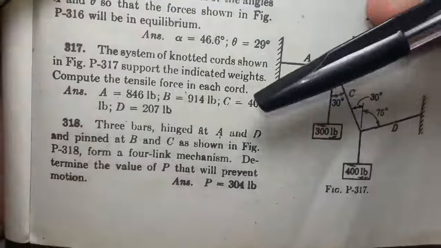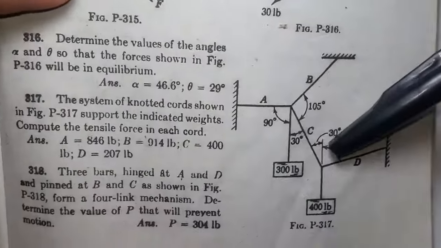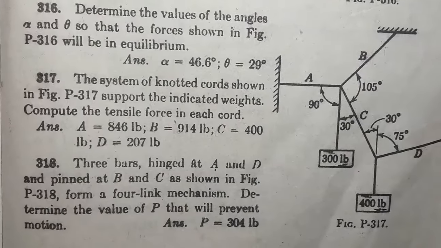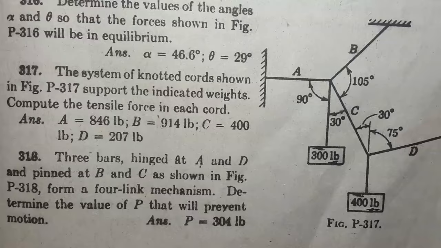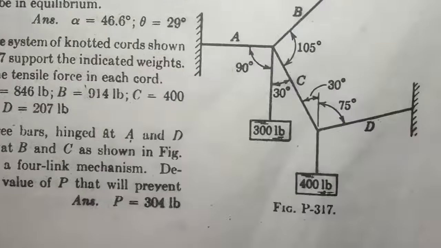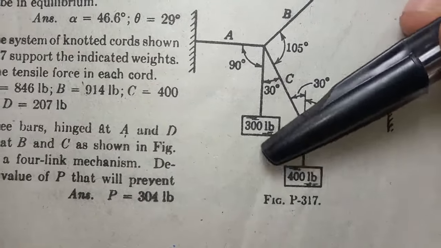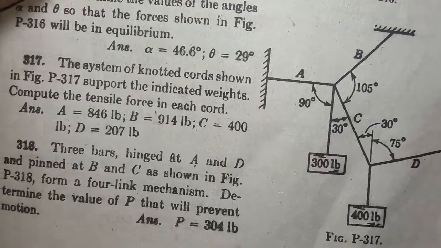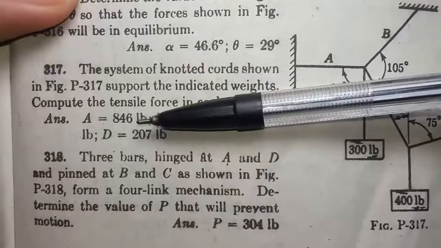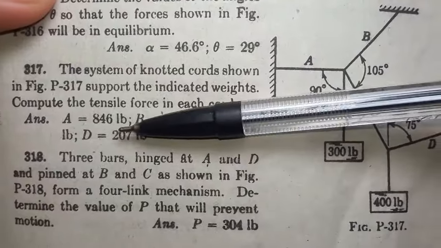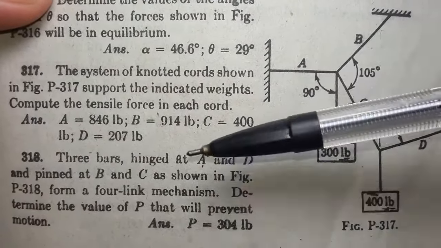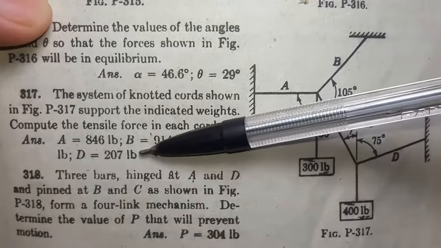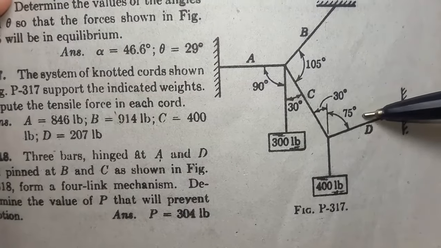So this is problem 317. The problem states that the system of knotted cords shown in figure P-317 supports the indicated weights. These two are the weights of this system. Compute the tensile force in each cord. The book already gives the answer: 846 in A, B has 914, C has 400, and D has 207 pounds.